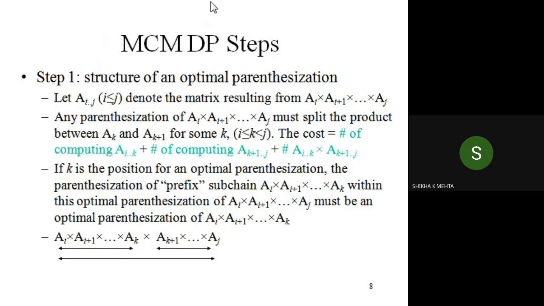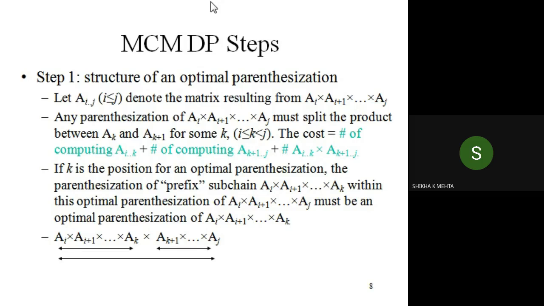It's the structure of an optimal parenthesization. How should we do the parenthesization? Basically, that will help us in getting the optimal solution. So let Aij denote the matrix resulting from Ai to Aj. Any parenthesization of this particular matrix must split the product between Ak and Ak plus 1. We know this when we have 2 matrices, 3 matrices, wherever we put the parentheses, it is going to split the product. So the cost of computing Ai to Ak, plus the cost of computations required for Ak plus 1 to Aj, plus this.